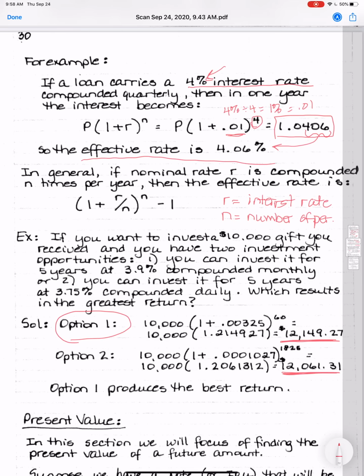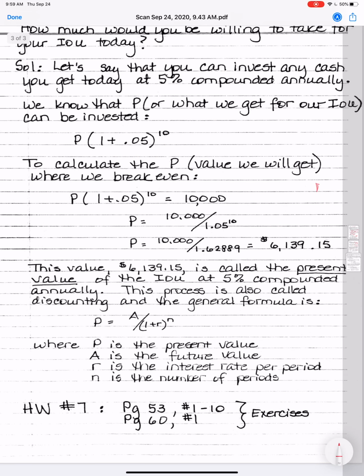Now in this section, we will focus on finding the present value of a future amount. Suppose that we know we're going to have $5,000 in the future, for example. So how much would we be willing to sell that option for now? In other words, you know what you will have in the future if you hold on to your investment. But if you wanted to cash it now, what would you be willing to take for it?